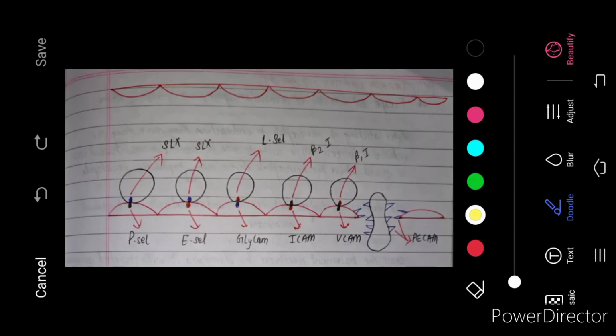Can you see this diagram? On the endothelial lining, 5 pairs of molecules are present. Here we must know which molecule is present on endothelium and which molecule is present on WBC. So P-selectin and E-selectin are present on endothelium, and they form a bond with sialyl Lewis-X protein molecule, which is present on WBC.